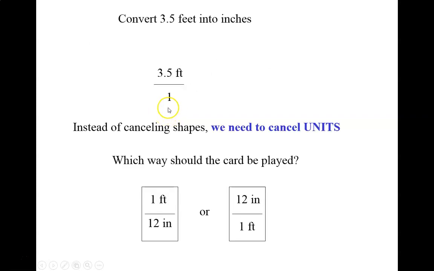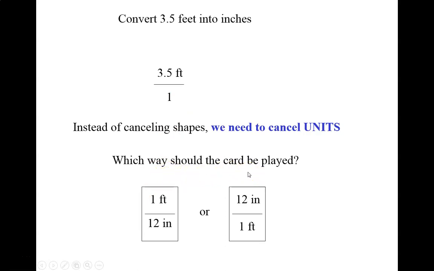Then we want to play the card so that we cancel. I've got feet, and I want to go from feet into inches, so I look for a card that's got feet and inches. Here's my card that's got feet and inches. Which way should I play this card? I want to cancel out the feet. I want to get rid of the feet. So should I play it on the left here, or should I play it on the right?